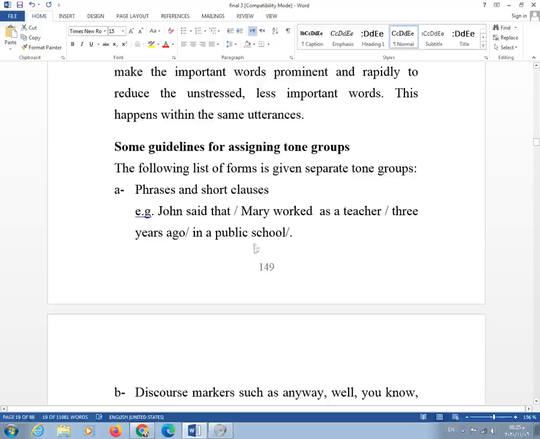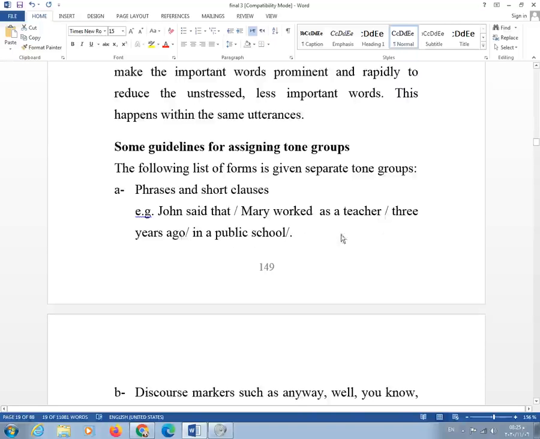Someone might ask me, why don't we put "school"? No, because school is less important than public. Since she's working as a teacher, we can guess that she's working in a school. What's new? What's new is that she's working in a public school. So I say in a public school.